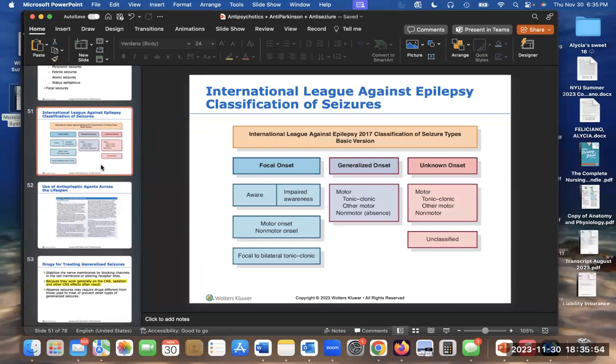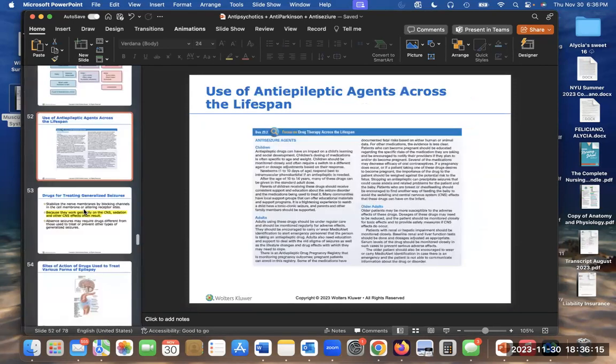This is just the way that the International League Against Epilepsy categorizes seizures, right? Are they aware, or do they have impaired awareness? What's going on? Generalized, right? What sorts of seizures? And then there's unknown onset, like tonic-clonic, one of those seizures where we don't really know why they get it.